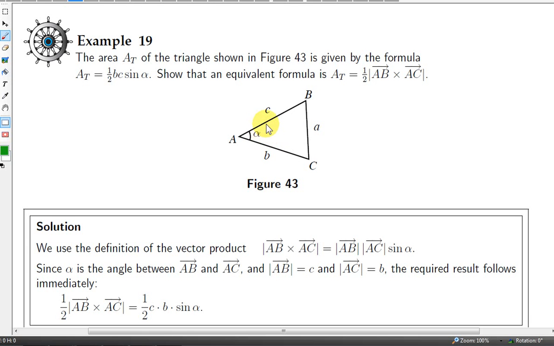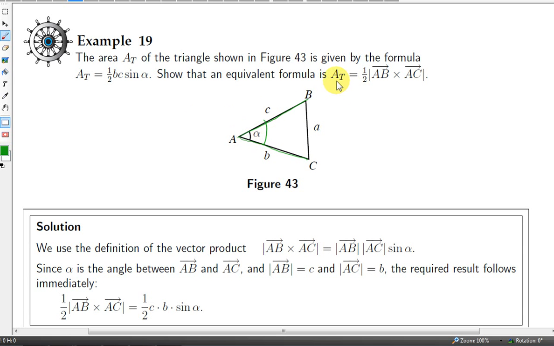From trigonometry, the area of a triangle is given by half the product of any two sides of the triangle by the sine of the angle in between. So if we take B and C as the two sides of this triangle, then the area is a half BC sine alpha.